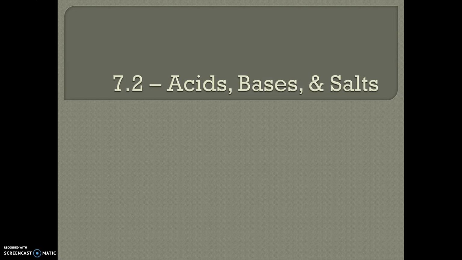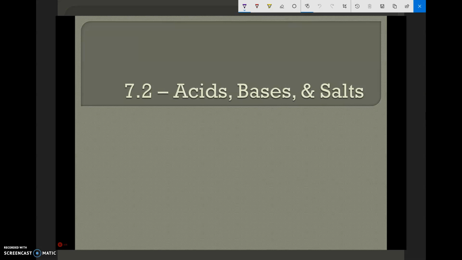Let's talk about acids, bases, and salts. The first thing I want to do is make sure that you're okay on the identification of an acid and the identification of a base. So an acid is going to have a hydrogen ion, and it's going to be chemically bonded to an anion.